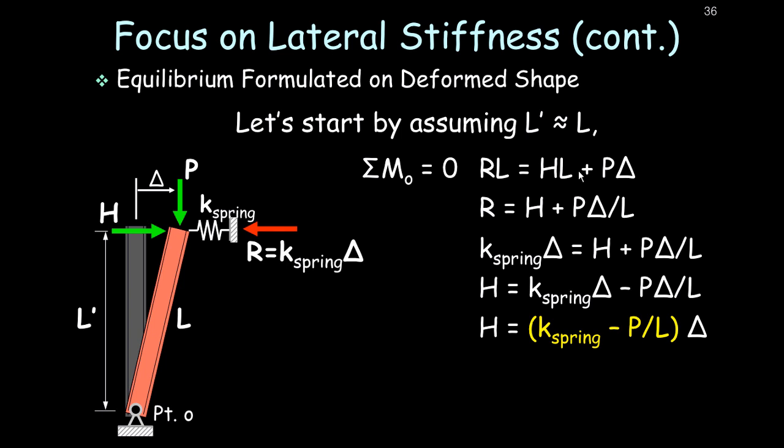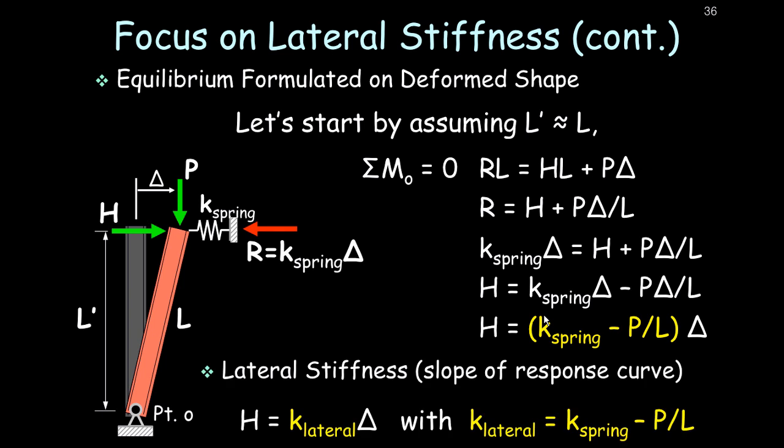Now I'm going to do a substitution. As I said before, the reaction is equal to the spring stiffness times the deflection, so I'm just going to substitute that for the reaction. The right-hand side stays the same. And then I'm going to solve for H, so we subtract over P delta over L, and then collect some terms. What I'm left with is the effective lateral stiffness of the system. Again, we were making that plot, and it's no longer just nice and happy K spring, but the effective lateral stiffness is being reduced because of the presence of this axial force. The amount it's being reduced in our very simple problem is P over L.